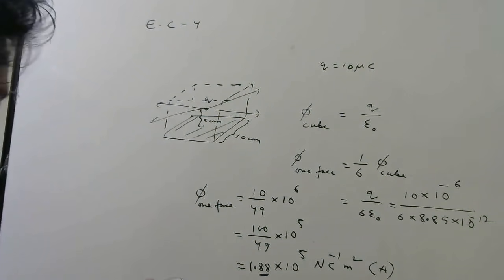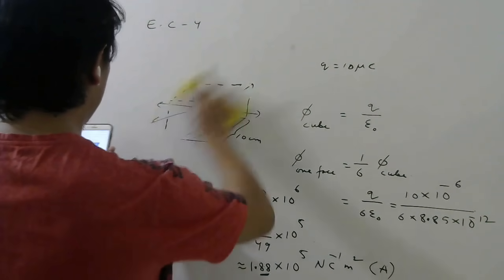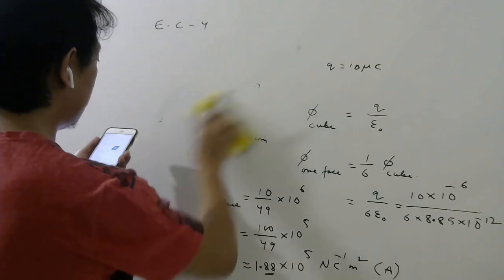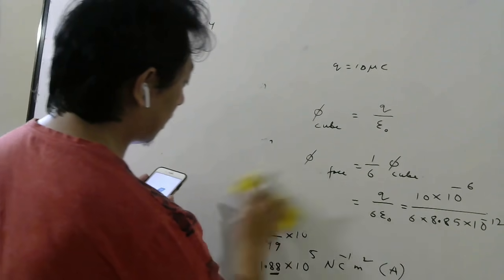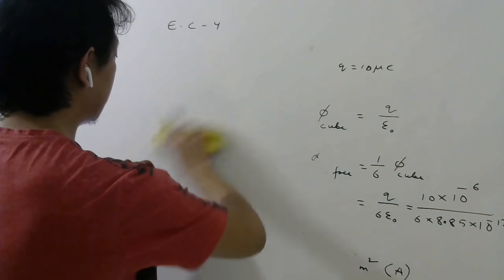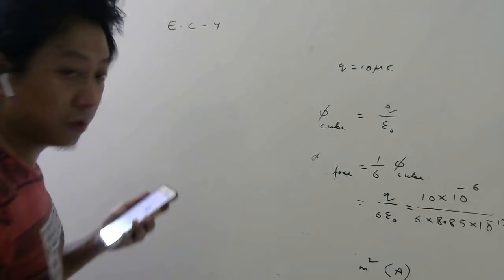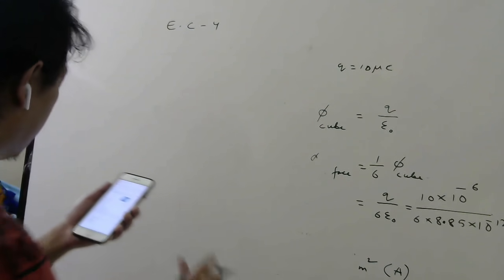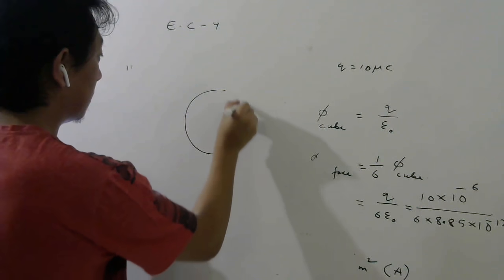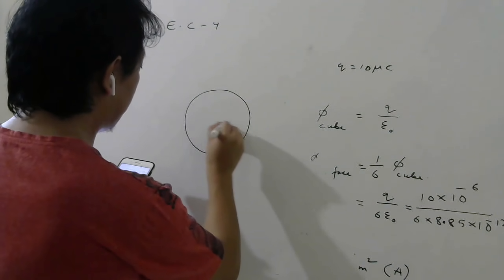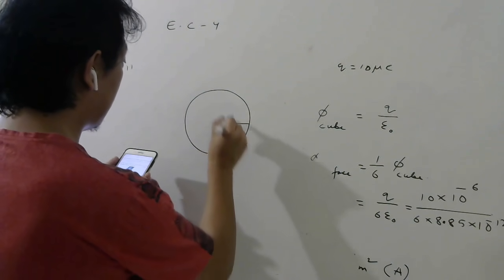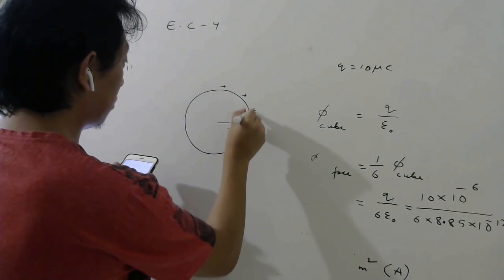Let us see now the next question, question number 11. A charge small q is uniformly distributed on a ring of radius small r. So there is a ring and charge small q is uniformly distributed. Let us say this is your ring. Every ring will have some radius, no? Radius is, they are saying, small r, and there is charge uniformly distributed.